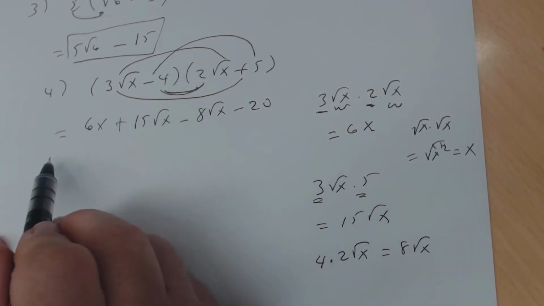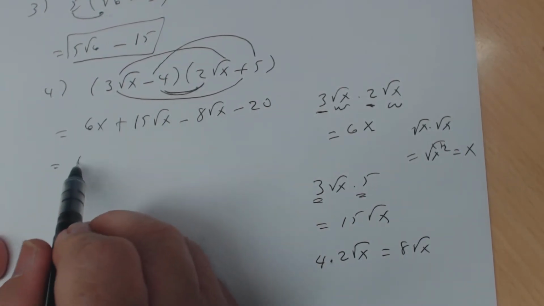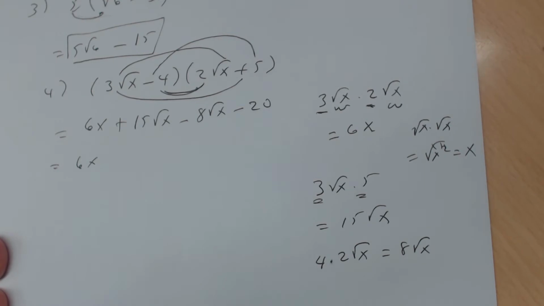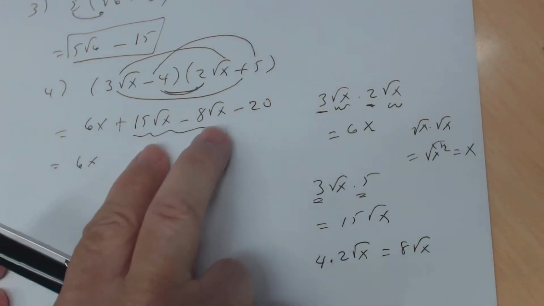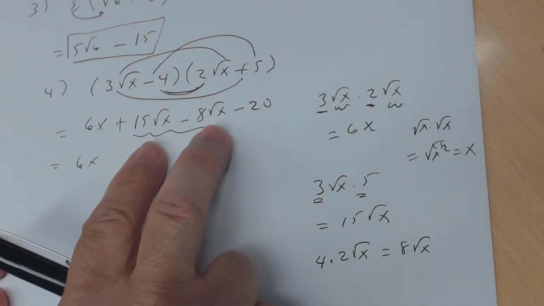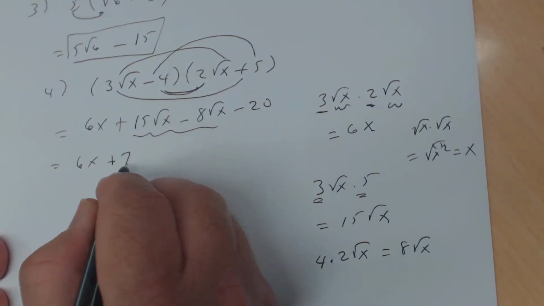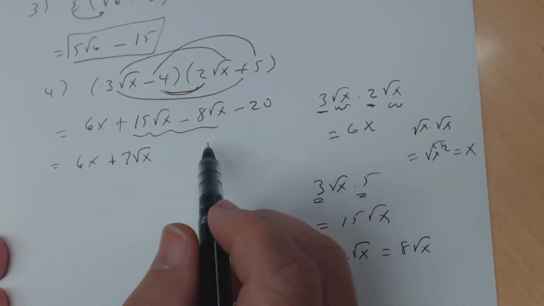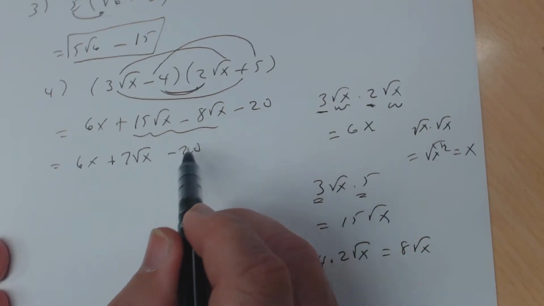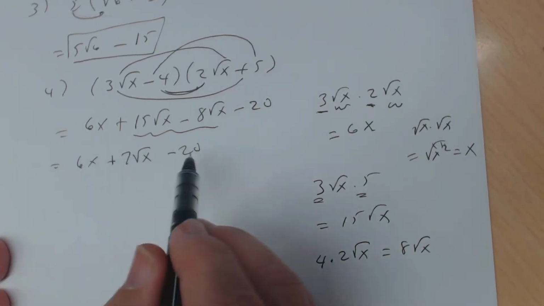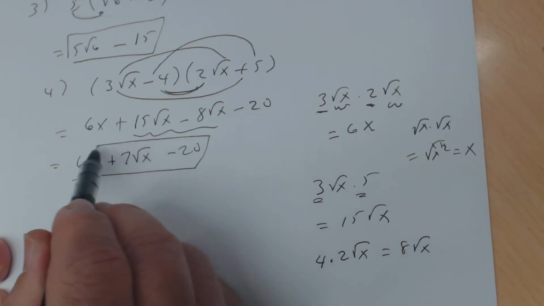Okay, now combining like terms, let's see. I have 6x. I can't combine with anything else. I can combine these because both of these terms have square root of x. And 15 subtract 8 is going to be, what, 7? So it'll be 6x plus 7 square root of x, and minus 20. And there are no other like terms, so there's your answer. This is the answer.